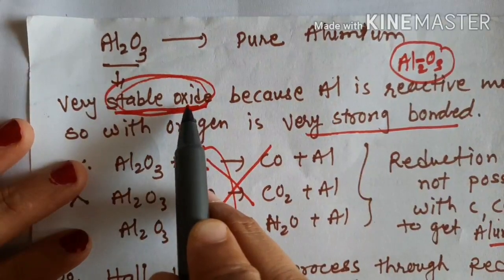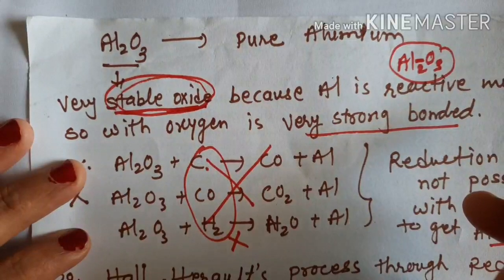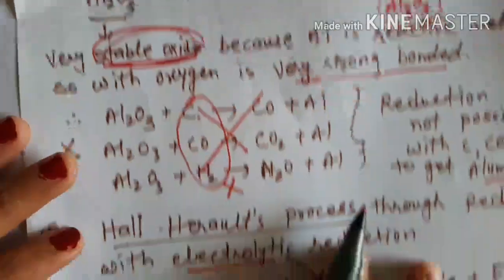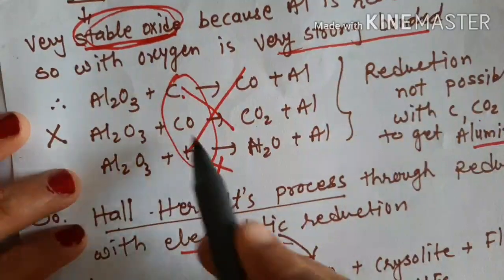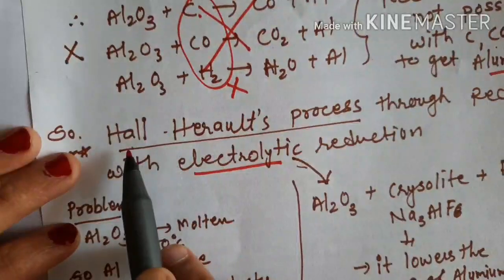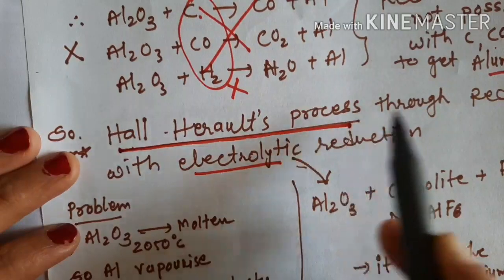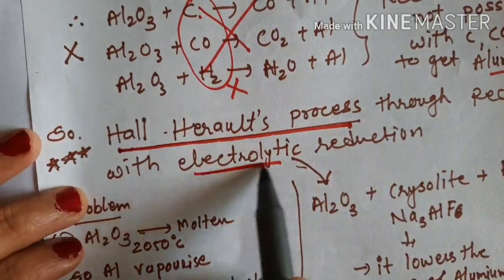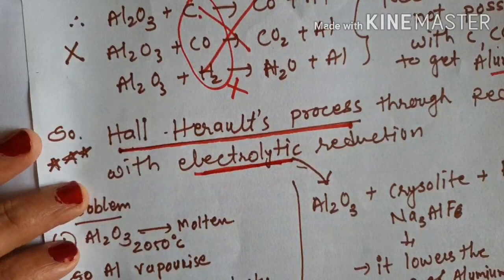It is a very stable oxide because aluminum is very reactive and has a very strong bond. So that's why this reducing agent cannot break this bond. So that's why we are doing the Hall-Héroult process, the reduction through the electrolysis process.